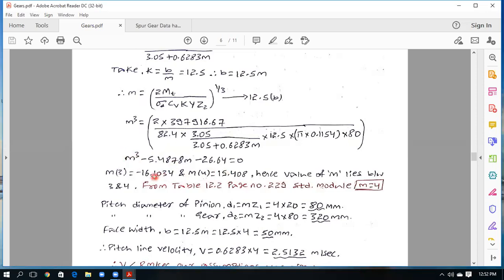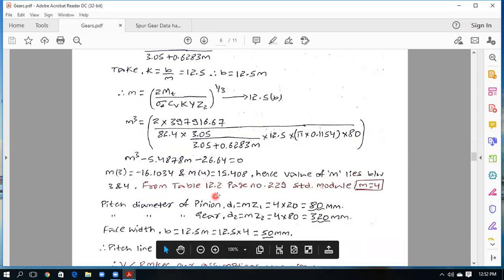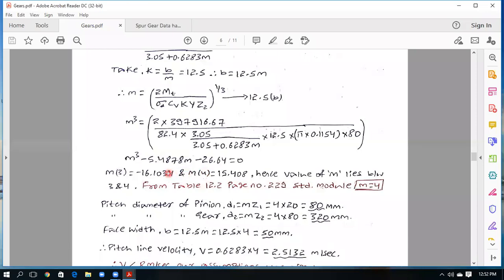That indicates that whatever the module m is, it is in between 3 and 4. Here it is negative, and when you substitute m is equal to 4, it is positive. Means the m value is in between 3 and 4, and we will take the greater value. Hence the value of m lies between 3 and 4, and we are going to take the greater one, that is 4. After that, you have to take the standard module from table 12.4. This is one method. This is trial and error.